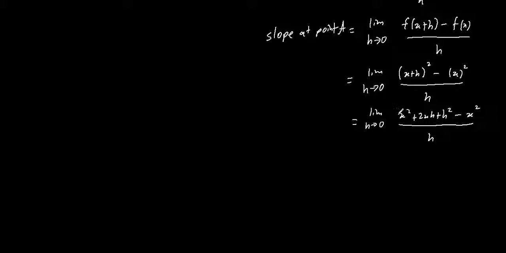Okay, my x squared here and this x squared here cancel out. So then I have the limit as h approaches 0, and the x squares cancel out: 2xh plus h squared, all over h. Now since they're all h's here, right? Now I can start dividing everything by h. So my limit as h approaches 0.